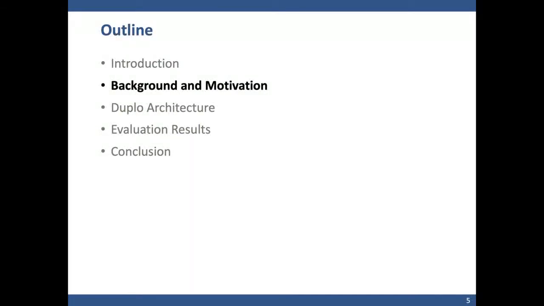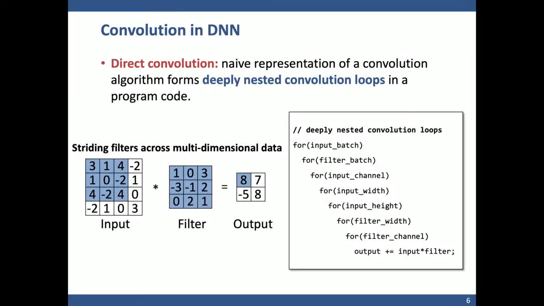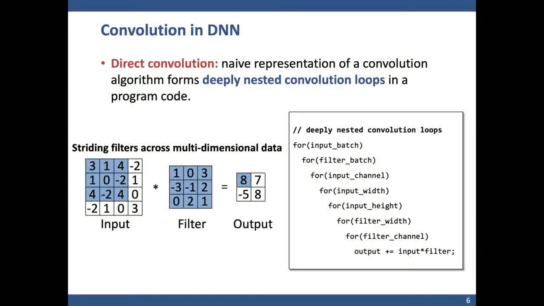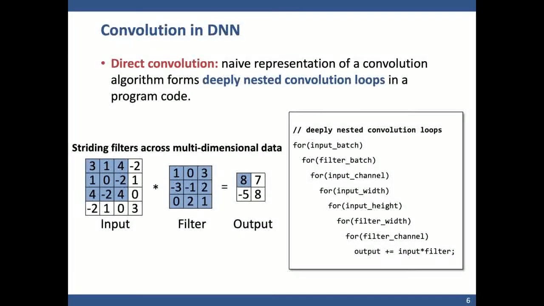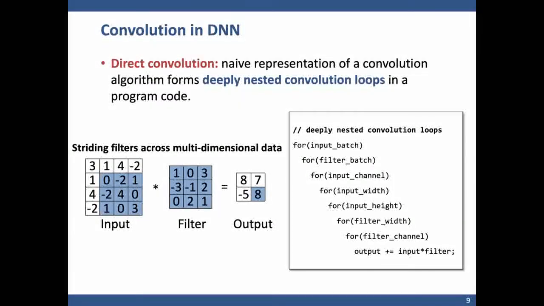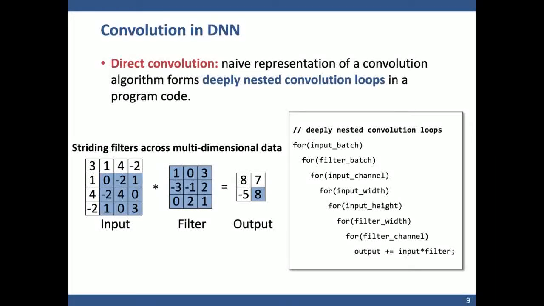Let's move on to background and motivation. Convolution in DNN is performed as inner product between input data and convolution filter. Here, we use a simple 4x4 input and 3x3 filter as an example. Starting from the upper left corner, the filter strides from left to right and repeats the process in the subsequent row until it reaches the end. This process is a naive representation of the mathematical expression.